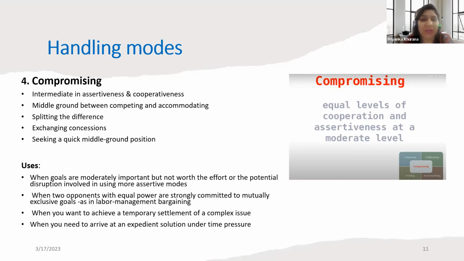When you want to achieve a temporary settlement of a complex issue, we might have seen this in our organizations, that we could turn to a temporary settlement many times when there are multiple and complex issues going around. When you need to arrive at an expedient solution under time pressure, we have less time, and it's important for both parties, so we turn to find a middle ground for a conflict like this. Any examples that anybody would like to share for this?